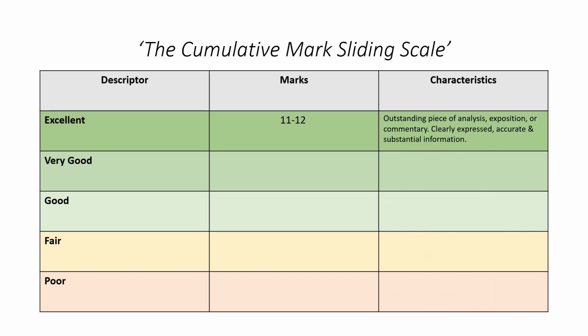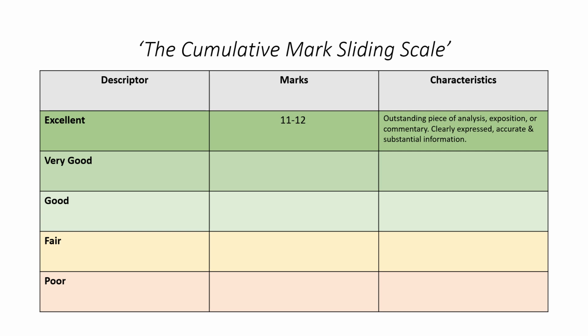That paragraph must be an outstanding piece of analysis, exposition, or commentary, clearly expressed, accurate, and must contain substantial information. Now, I just want you to take a minute and think about the characteristics of an excellent paragraph there. An outstanding piece of analysis. To me, it sounds very, very difficult to achieve. We're going to look at the most commonly awarded marks for paragraphs at a later point, but let's just keep that at the forefront of our minds.